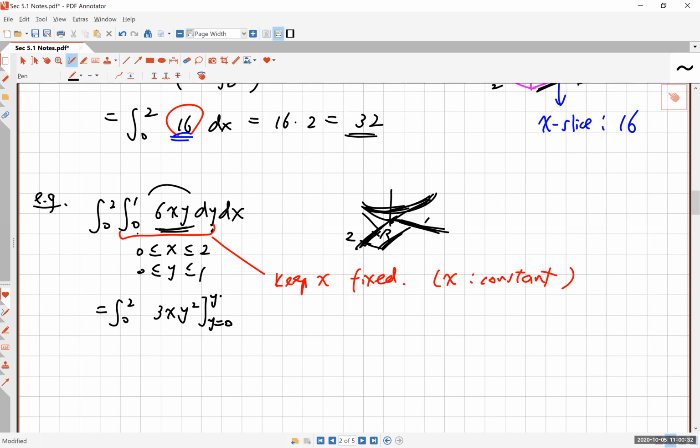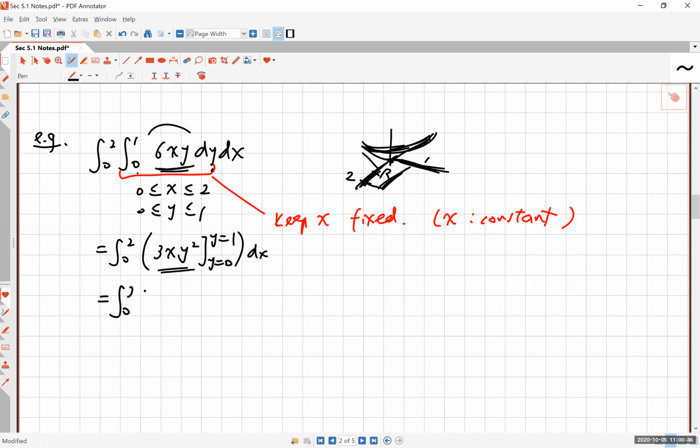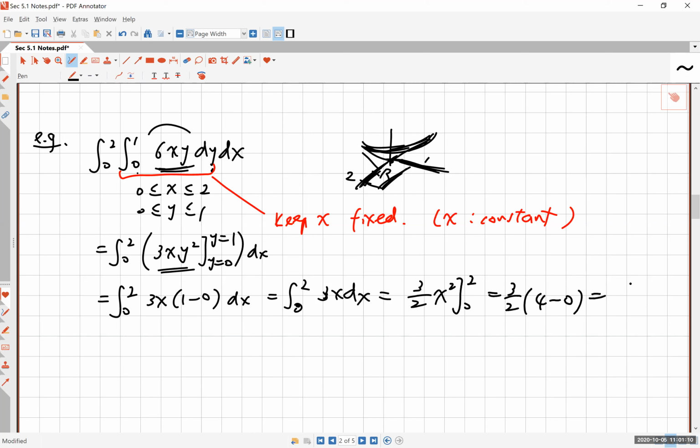So y goes from 0 to 1. You don't always have to write y equals here, but it may help at the beginning because you may be confused: I'm supposed to plug in 1 and 0, but where? Is that x or y? Remember, it's y first. So when you plug in y, you get 3x, and then 1 squared minus 0 squared, technically. So this is 3x dx, and at this point it's much easier. 3 over 2 x squared, going from 0 to 2, that's 3 over 2 times 4 minus 0, which is 12 over 2, and that's 6.